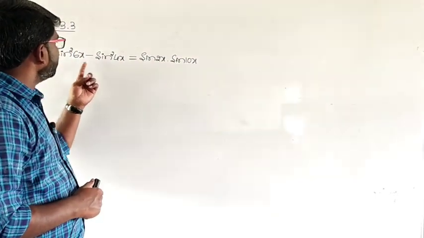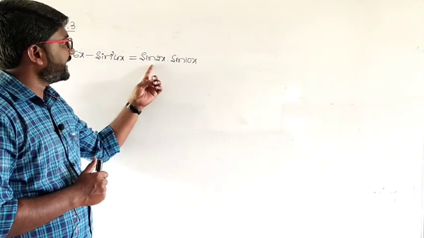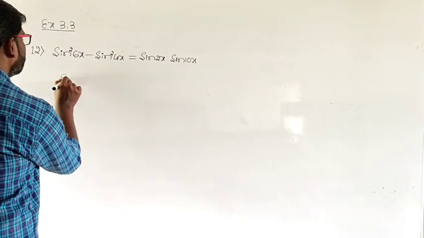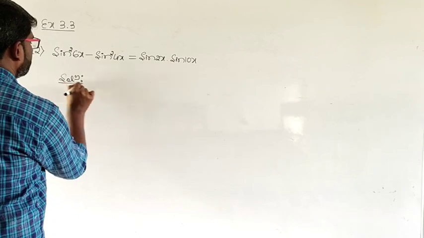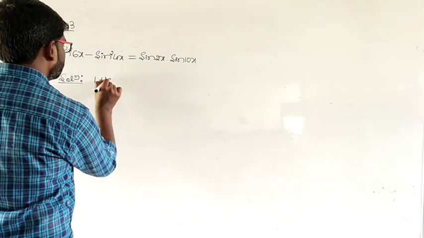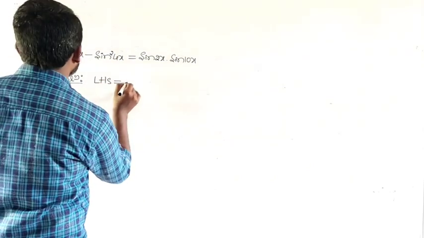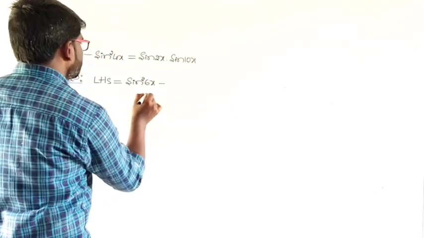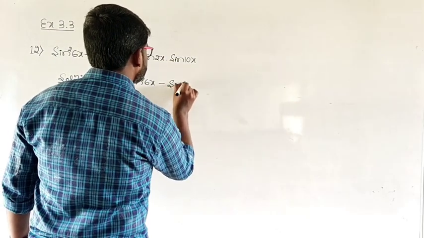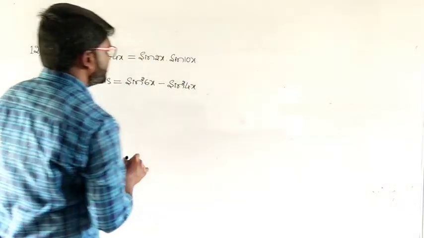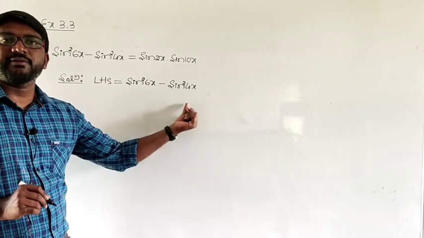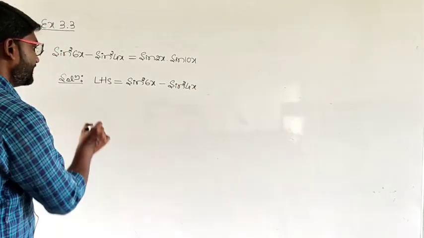Well, the 12th question it is, prove that sin square 6x minus sin square 4x equals sin 2x into sin 10x. So let us take up the left hand side. LHS equals sin square 6x minus sin square 4x. Now this is in the form of a square minus b square. A square minus b square equals a plus b into a minus b.